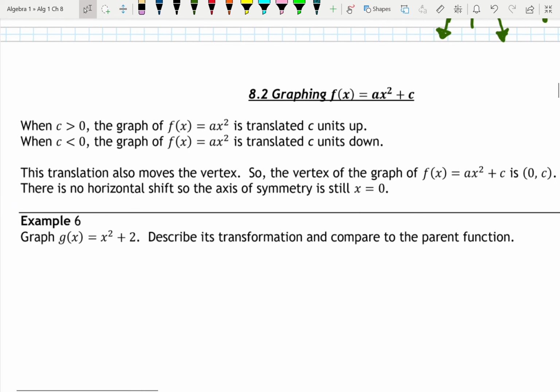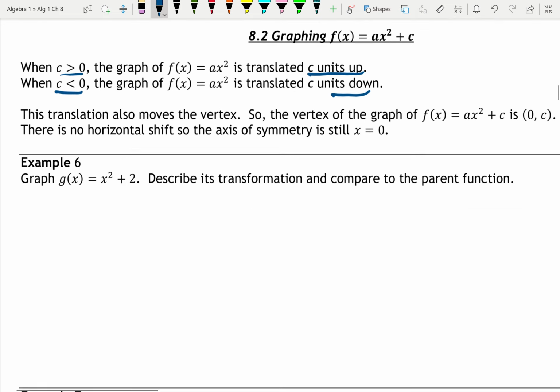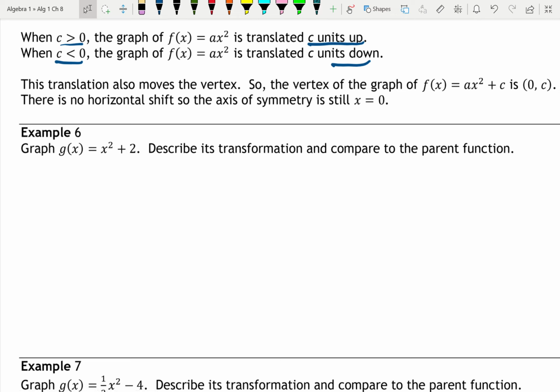The plus c is going to move it up and down. So here it says whenever c is greater than 0, ax squared is translated up c units, and whenever c is less than 0, it's translated down. This really moves the vertex, and that's what we're going to think about here. So number 6, we have this plus 2 that moves it up 2 units. The transformation here is up 2.